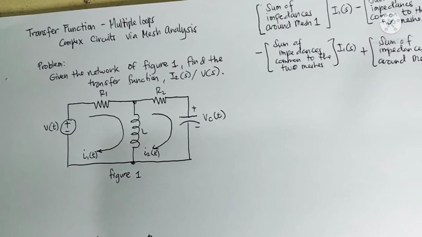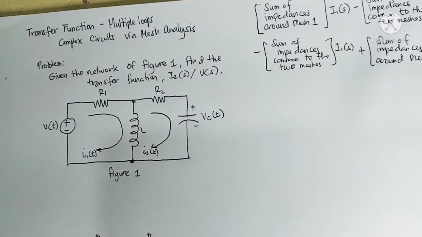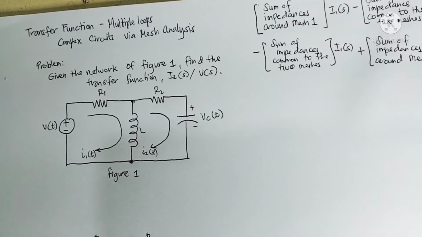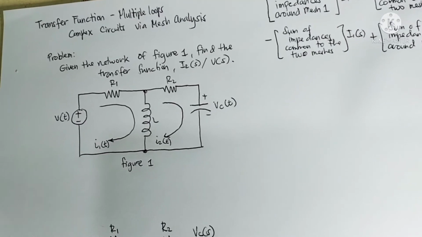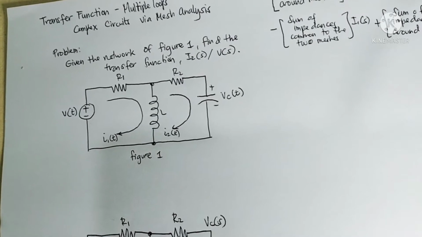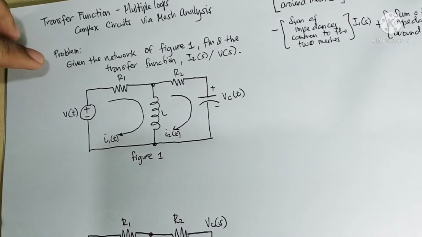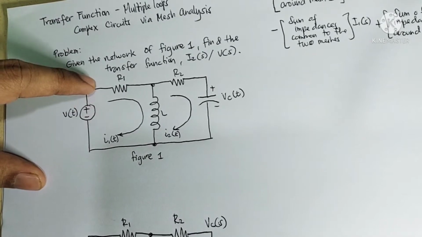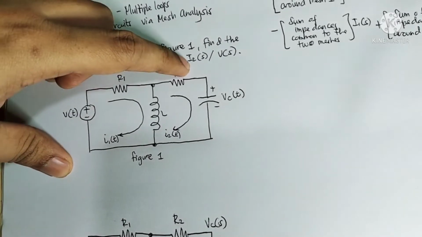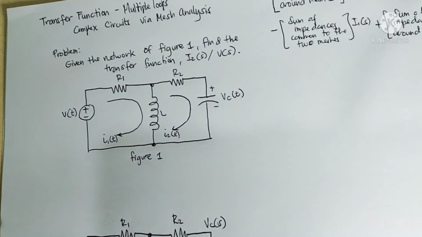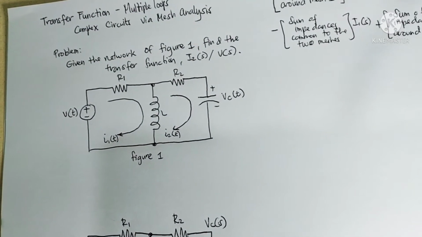Today we're going to talk about the transfer function of a complex circuit via mesh analysis. This consists of multiple loops or meshes. So we have an example: given the network of figure 1, find the transfer function I sub 2 as a function of S over the input voltage as a function of S.